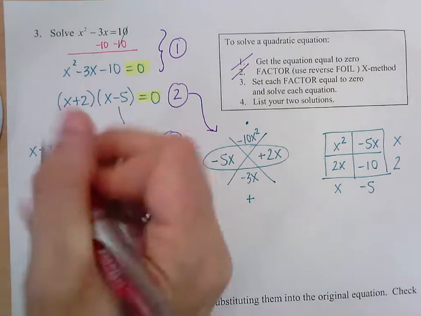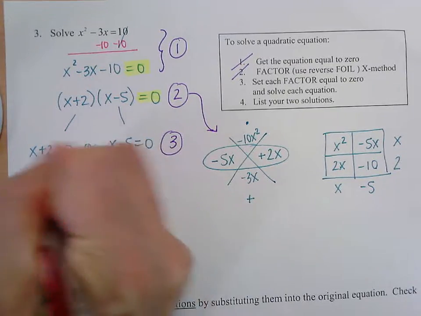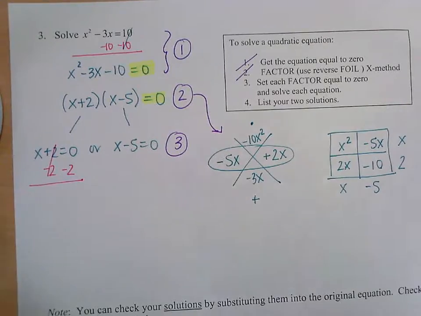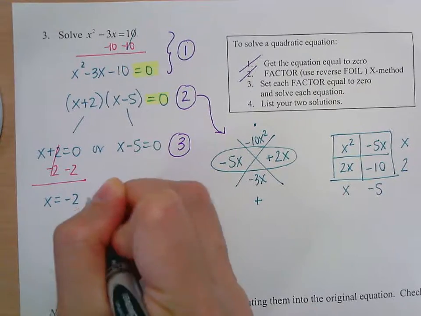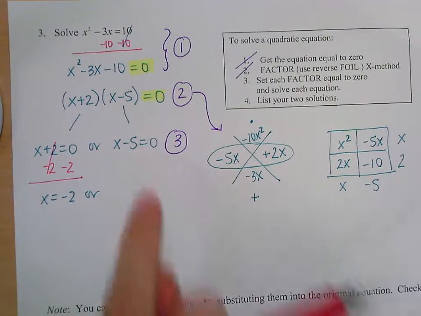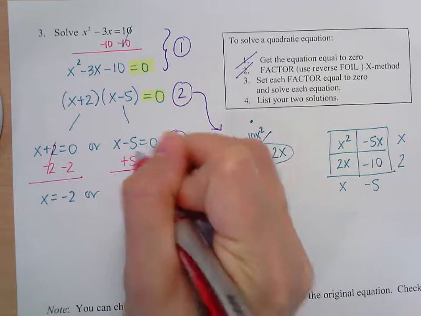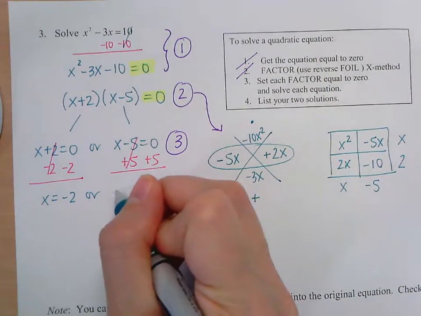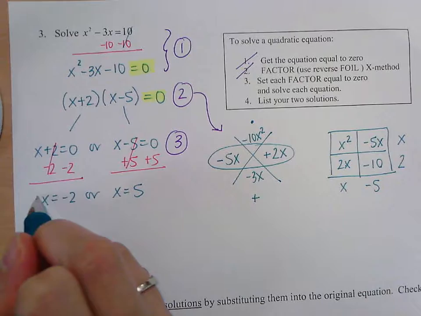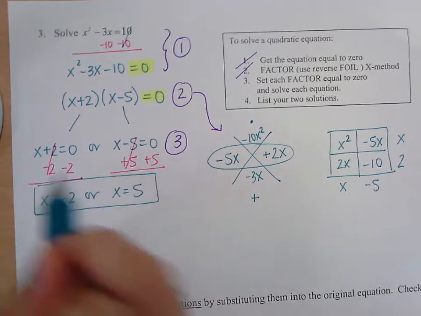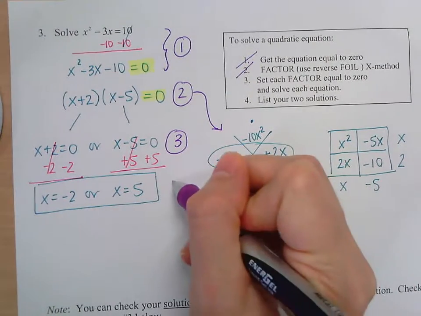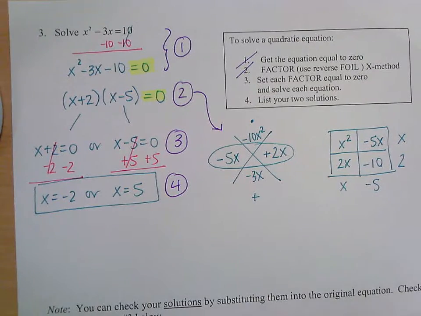Yep, so the first one I'd subtract 2. x equals negative 2 or x would equal 5. So step 4, those are my two solutions.